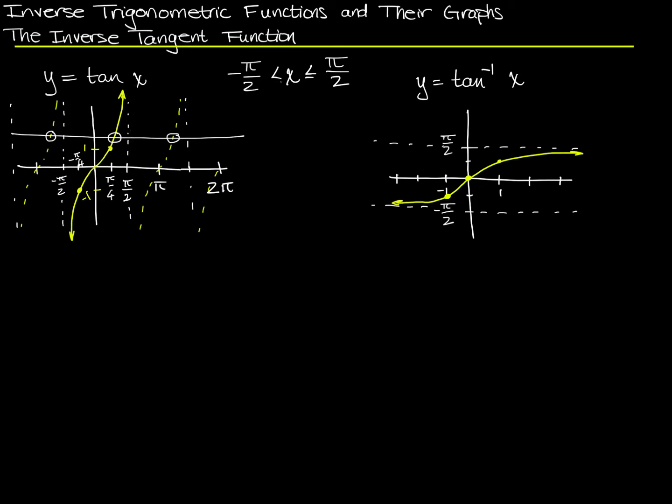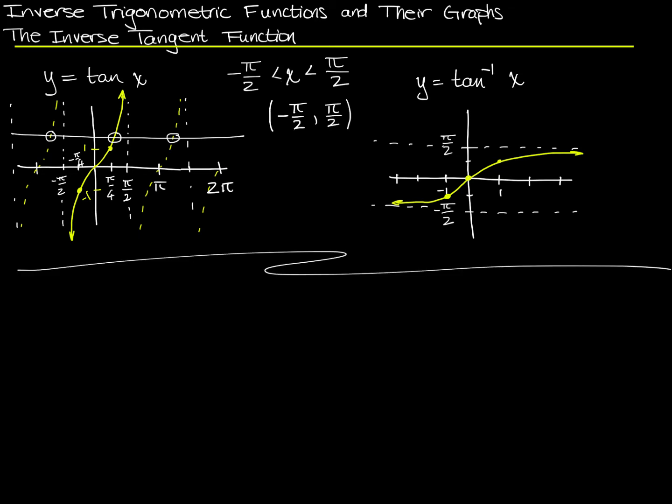So actually, it's not less than or equal to. It's just strictly less than. Negative pi over 2 is strictly less than x, which is strictly less than pi over 2. And of course, I can write that in interval notation just using parentheses instead of square brackets.